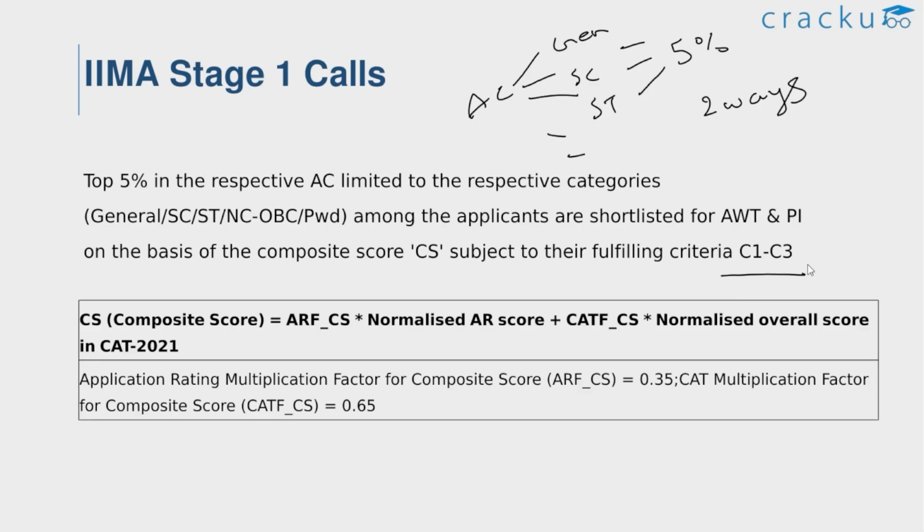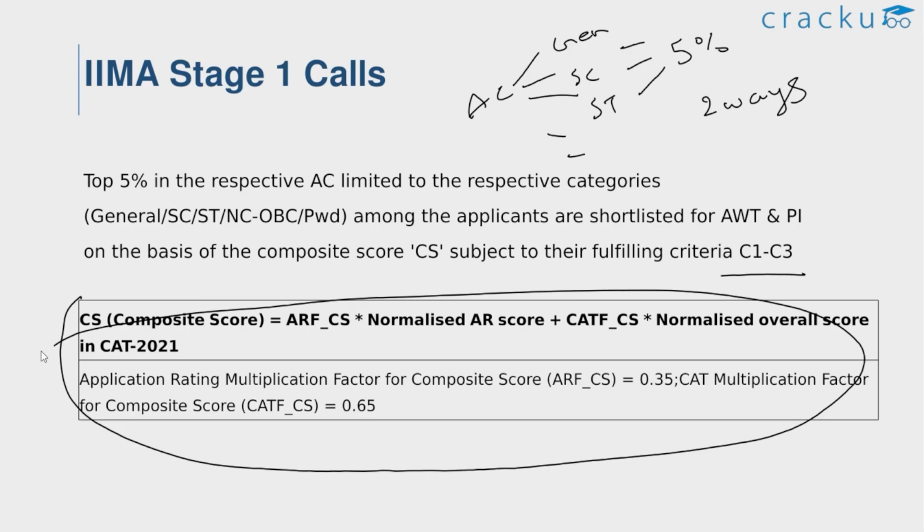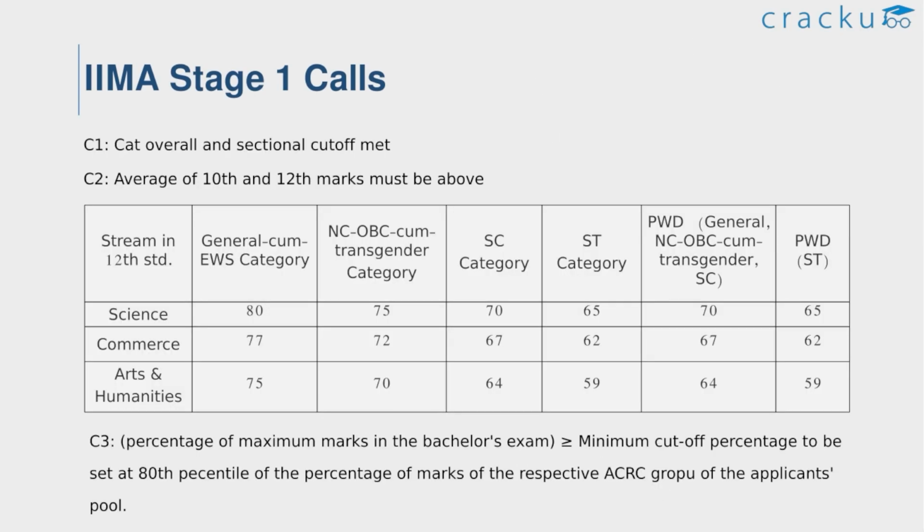If the selected candidate does not reach this criteria, then they go under the second way of selection, which is based on their composite scores. 65% of weightage is given for CAT score, 35% of weightage is given for your application rating score. And of course, the candidates selected in the second way of selection have to fulfill the criteria called C1 to C2. We have seen the criteria.